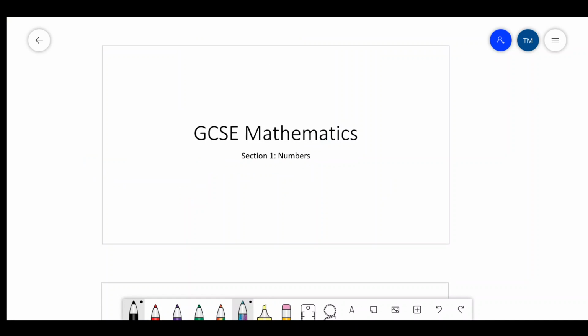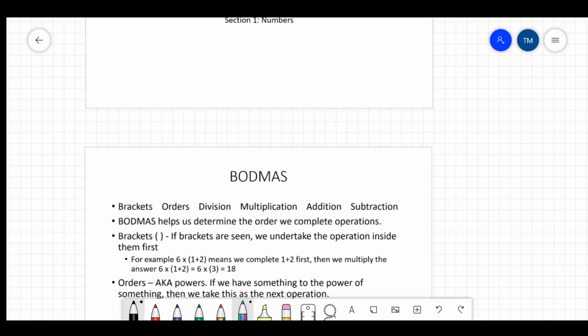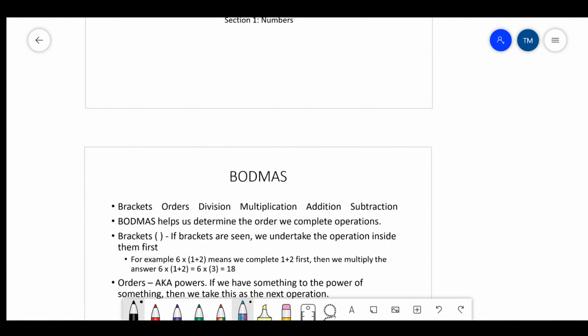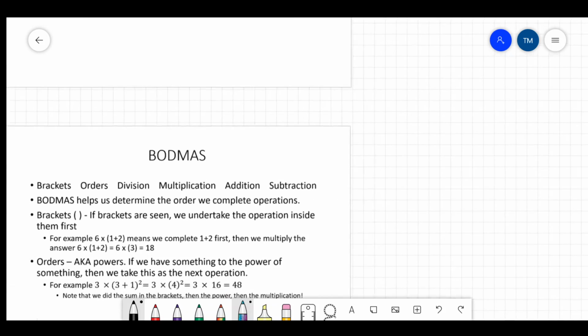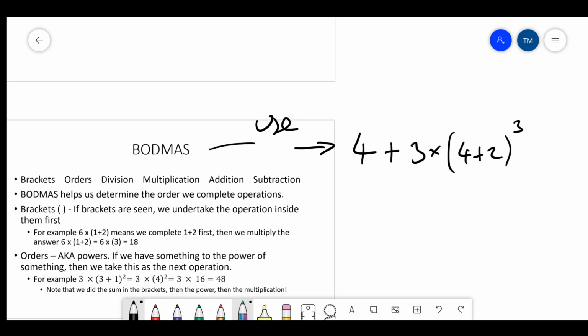Hello and welcome to this video that will cover the next topic in GCSE mathematics in the numbers section, which is BODMAS. Now BODMAS is used to determine what things take priority when we have a sum. For example, if we have something like this, 4 plus 3 times bracket 4 plus 2 to the power of 3, it's important that we use BODMAS.